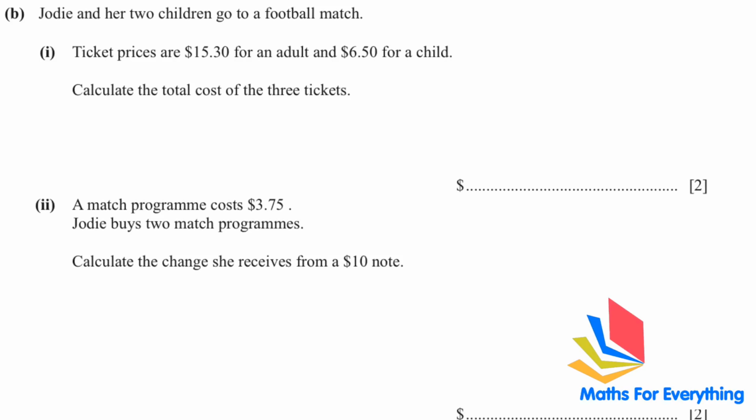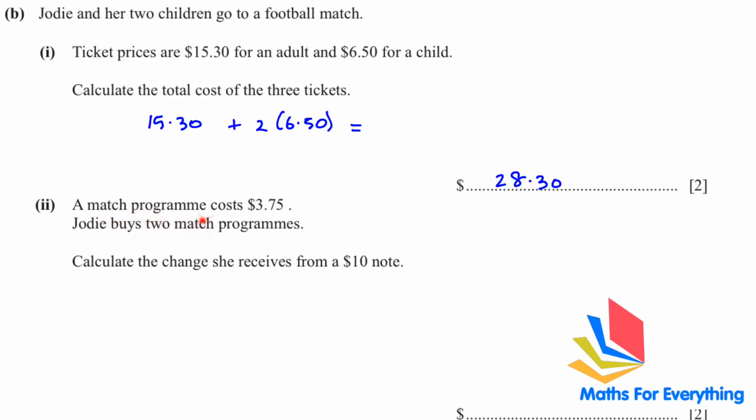Part B of the question. Jody and her 2 children go to a football match. Ticket prices are $15.30 for an adult and $6.50 for a child. Calculate the total cost of the 3 tickets. We have 1 adult, therefore 15.3 plus 2 children, 2 multiplied by 6.50, and we will get the answer $28.30.